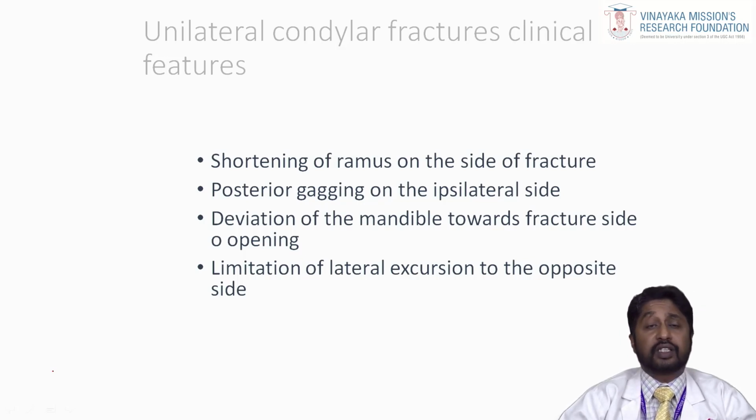In unilateral condyle fractures, you have shortening of the ramus on the side of the fracture. If it is the right side, you will find the shortening of the ramus on that particular area. Posterior gagging on the ipsilateral side. Deviation of the mandible towards the fracture side on opening. While opening there will be deviation towards the fracture side. There will be limitation of lateral excursion towards the opposite side.